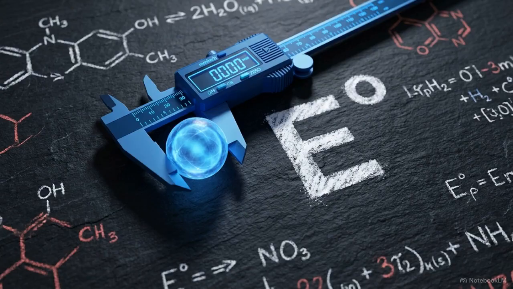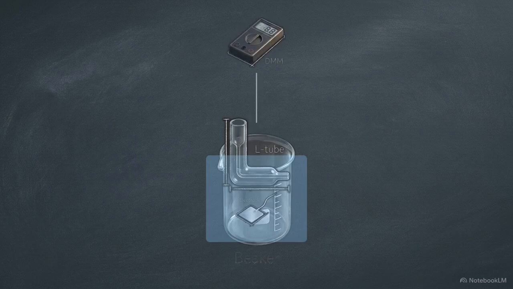That ruler is the standard electrode potential, or keupayaan elektrod piawai. Represented as E0, it measures an element's exact electron pulling strength. Measurement requires a 0 point. This standard hydrogen electrode is assigned an E0 value of exactly 0 volts.